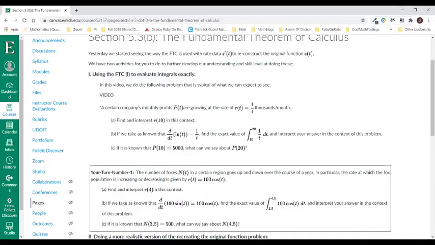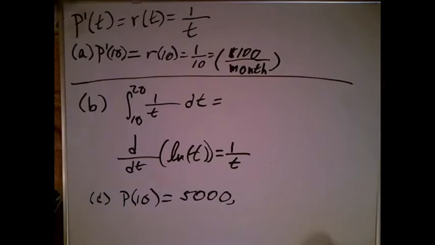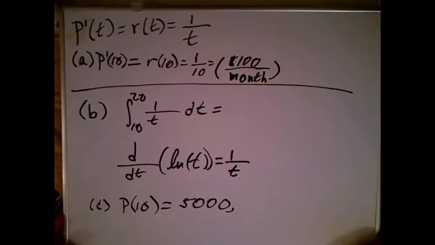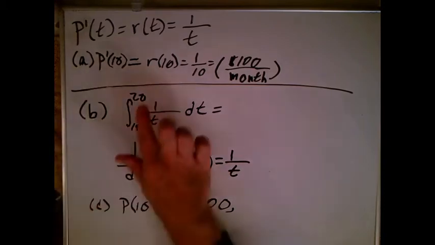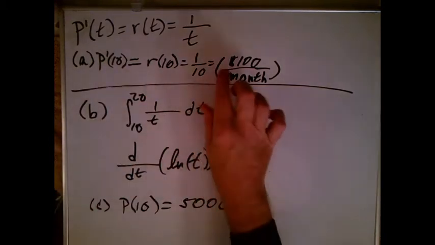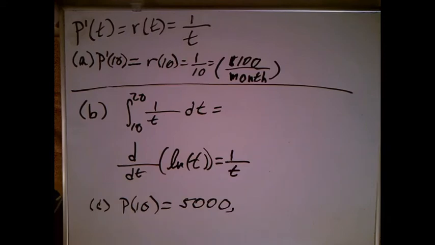So you can see when we started doing this problem, that's the first thing I wrote down. They called it R of t for rate, but it really is the derivative of P. So I'm going to write it that way. And you can see that I wrote P prime of 10, which is equal to R of 10. And I just plugged in 10. And so I'm going to get 1 over 10. Remember, that's thousandths per month.